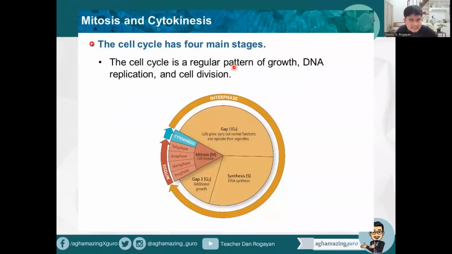Metaphase. The cell cycle has four main stages. The cell cycle is a regular pattern of growth, DNA replication, and cell division. So you have your interphase here, then prophase, metaphase, anaphase, telophase, then cytokinesis. You have your Gap 1 where cells grow, carry out normal functions, and replicate their organelles. Then synthesis, the DNA synthesis, and the additional growth, or G2. And then you have the cell division.